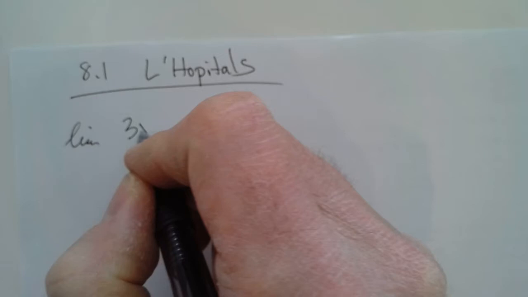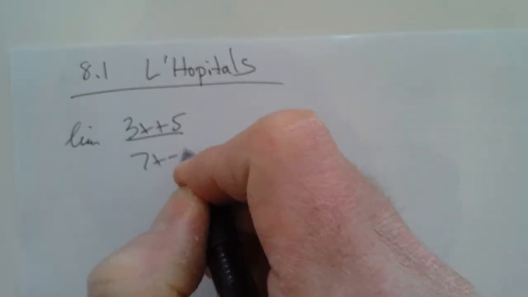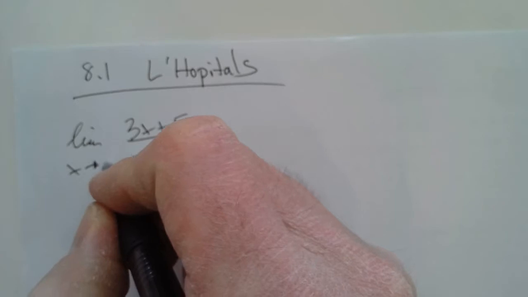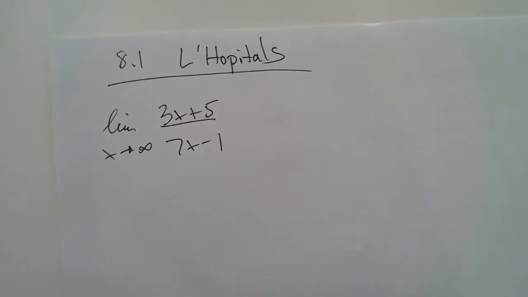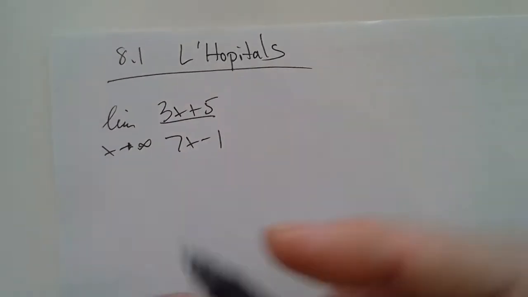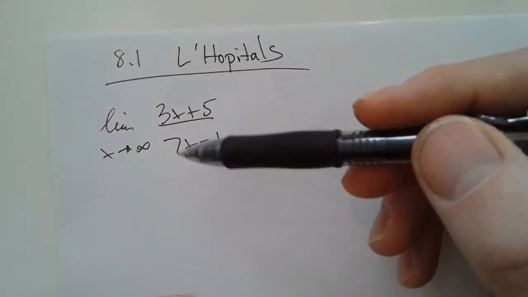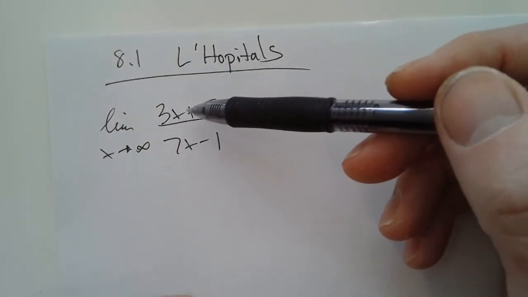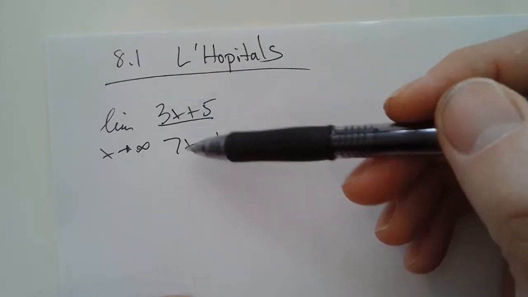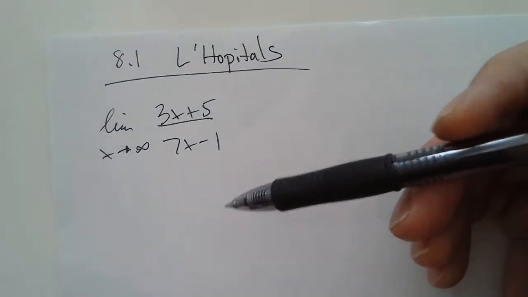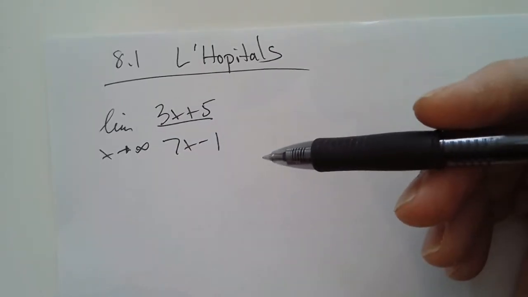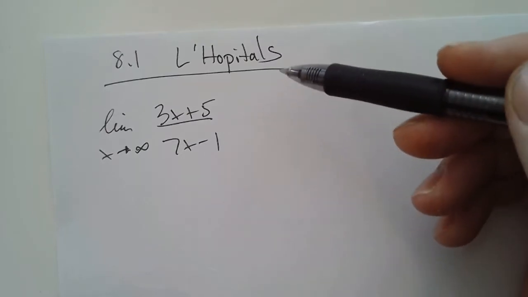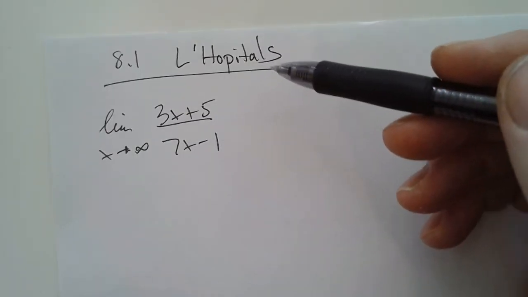So if you had the limit of 3x plus 5 over 7x minus 1 as x goes to infinity, we know that it's going to be 3/7. Just even back to pre-calc, where you find if the degree on top and bottom are the same, then it's just the ratio of the coefficients, so it's 3/7. It's also the horizontal asymptote, y equals 3/7. So this would not be an example where you would want to use L'Hopital's, but I'm just going to use it to demonstrate how you do L'Hopital's.